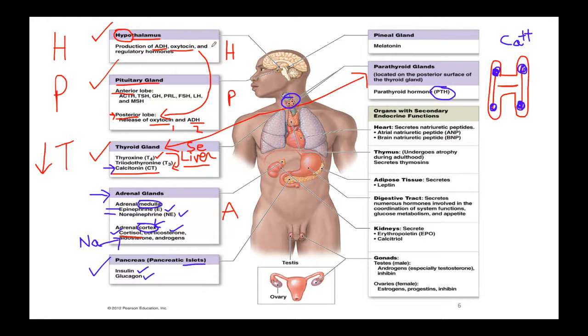We have in the brain, besides the hypothalamus and the pituitary, those are in the brain. We also have the pineal gland that releases melatonin. Melatonin helps tone us down at night. It's involved in our sleep cycles. It's released at nighttime, and it helps us sleep.